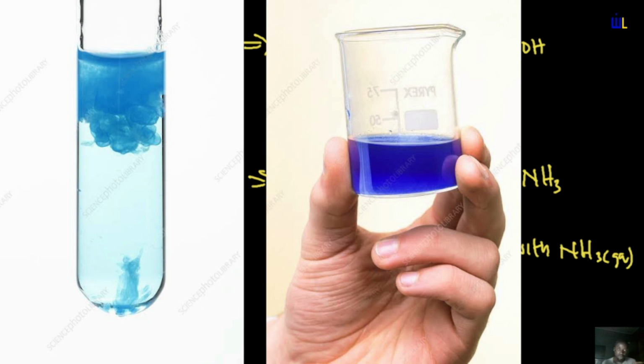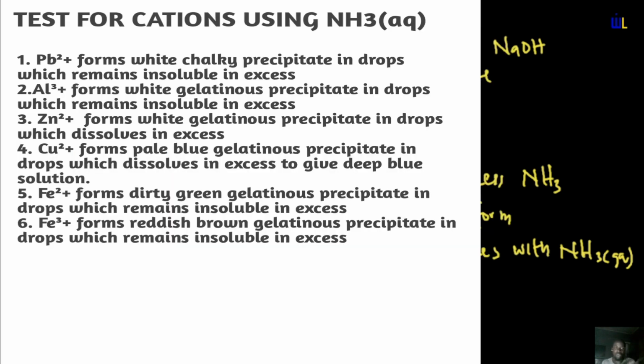Initially, you will see something like this particular picture on the left when you introduce aqueous ammonia in drops. This is light blue gelatinous precipitate. But when you now put the ammonia in excess, the copper 2 hydroxide that is formed now reacts with the excess ammonia to form a soluble blue copper 2 solution. So you have that. So that is the light blue on the left and the deep blue solution on the right. So have that in mind. So we go to the next one. Iron 2, iron 3 will just be the same thing as sodium hydroxide, which means iron 2 will form dirty green gelatinous, which remains insoluble. Iron 3 will also form reddish brown gelatinous, which remains insoluble in excess.